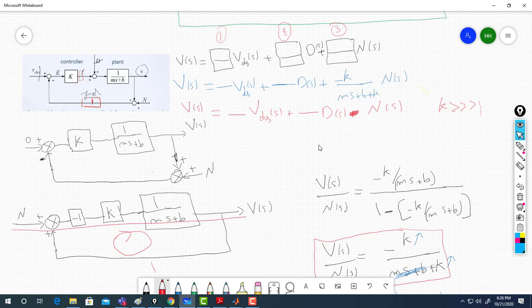And that is not good, right? Yeah. So this is a drawback of taking a very large gain value K. But making K very large can make your system faster and make the DC gain closer to 1. So it has some advantage, but it also has some inconvenience.